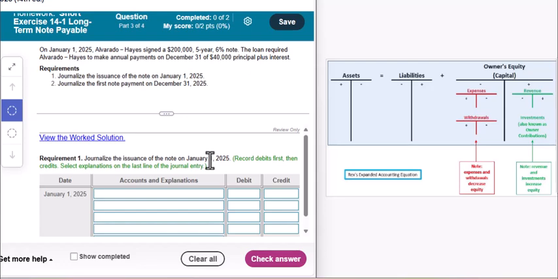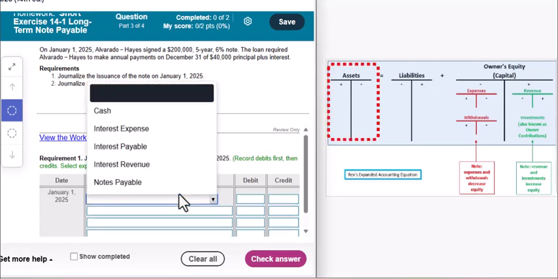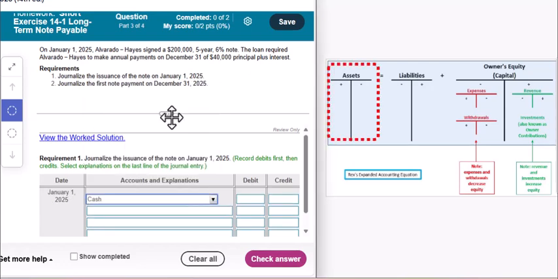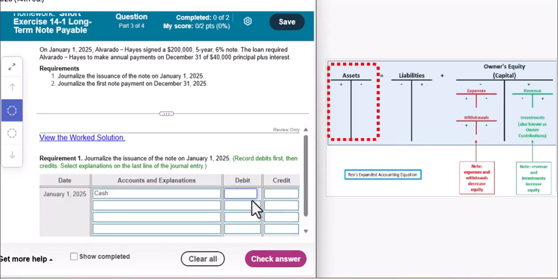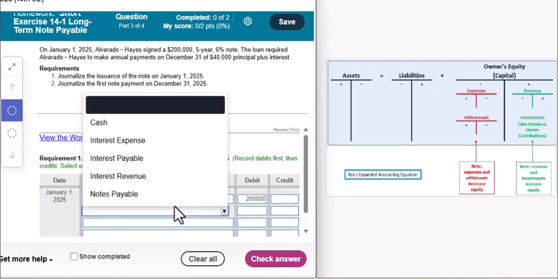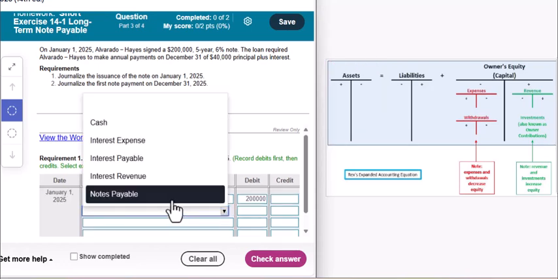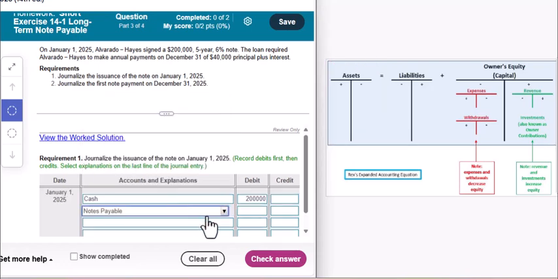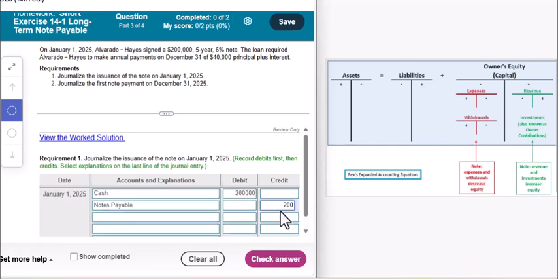So that means we will be receiving $200,000 cash, and that's going to be a debit to cash since cash is an asset and is increasing. We'll go ahead and input that there. And this cash is in exchange for a note payable. So we'll go ahead and credit $200,000 to the note payable because, again, it is a liability and increases here with a credit.